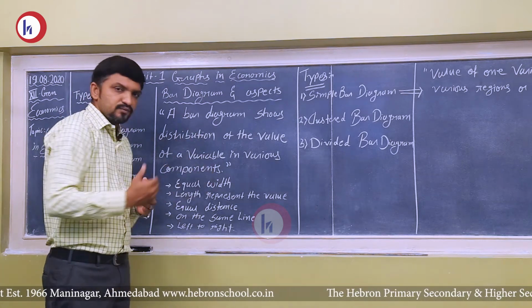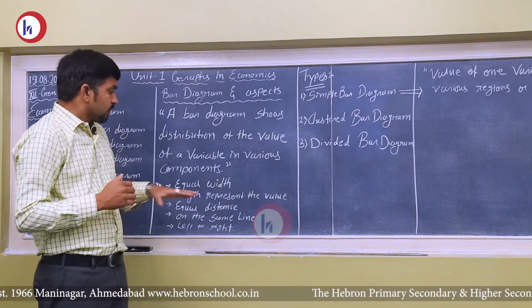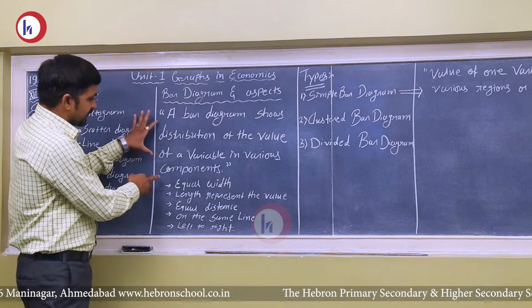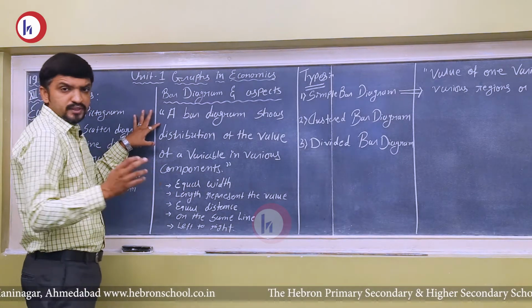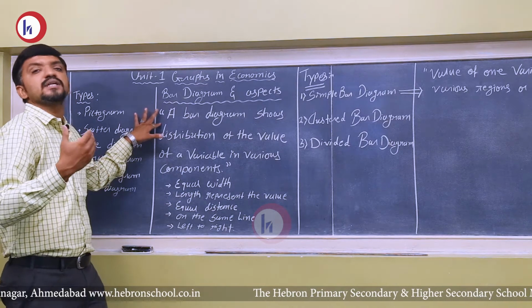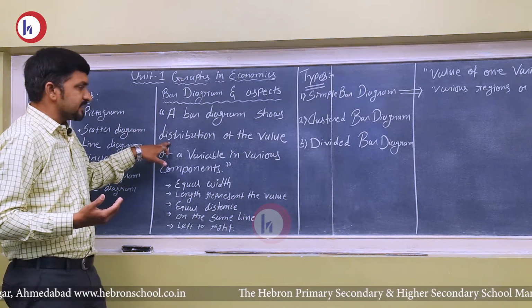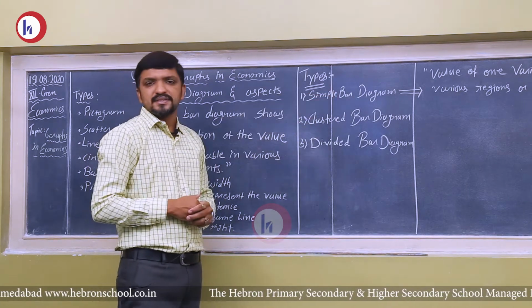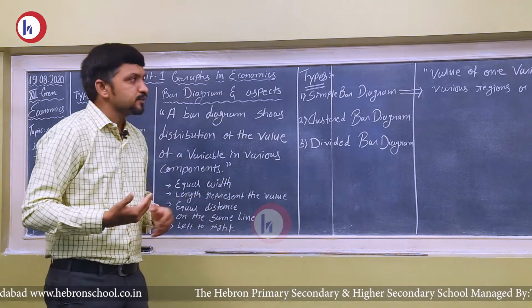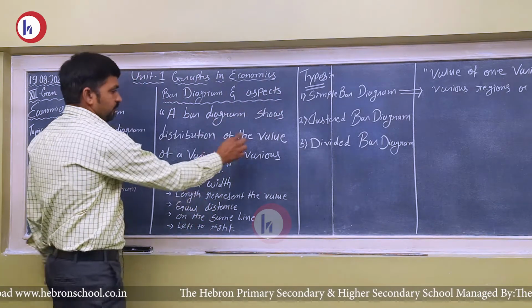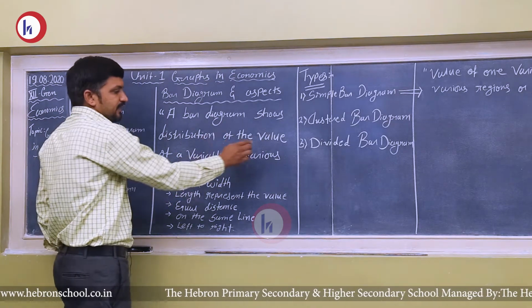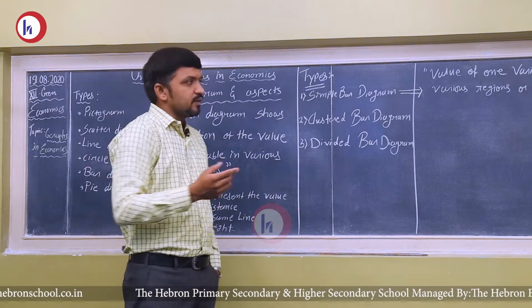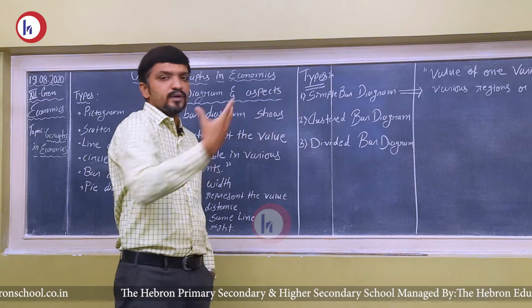When I am talking about only a bar diagram, it can be defined in this way: a bar diagram shows the distribution of a value of a variable in various components. But when I say I am talking about a simple bar diagram, the simple bar diagram presents the value of one variable. Instead of "value of a variable", what will we write? Value of one variable, because it's a simple bar diagram. Value of one variable over a base.